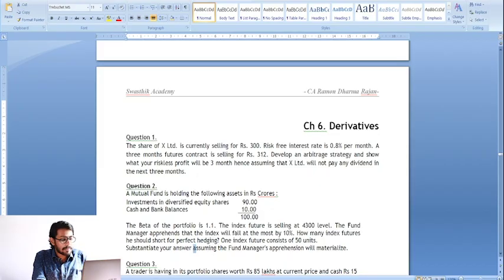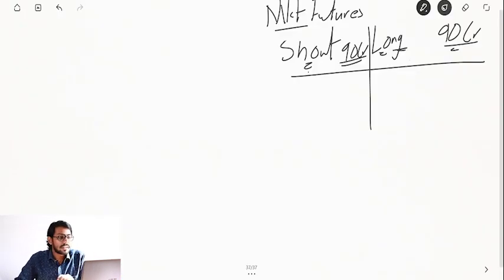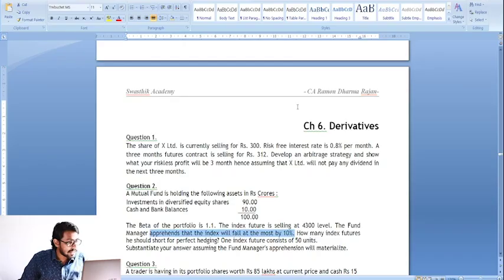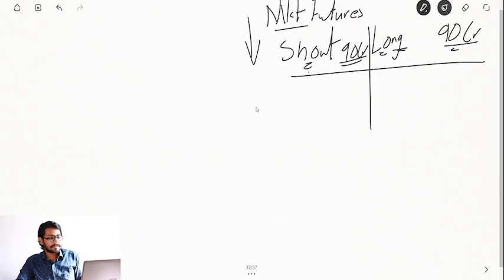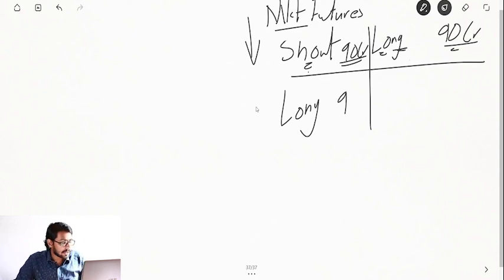Assuming the fund manager's apprehensions materialize. What is the fund manager's apprehension? The fund manager apprehends that the index will fall by at most 10%. What is index? Index is market. I told you the sensitive index is Sensex, which is the market. So your market is expected to fall by 10%. No time period is given, so after a certain period in the future, when you go short, your market will fall by 10% and 90 crore will become 81 crore.